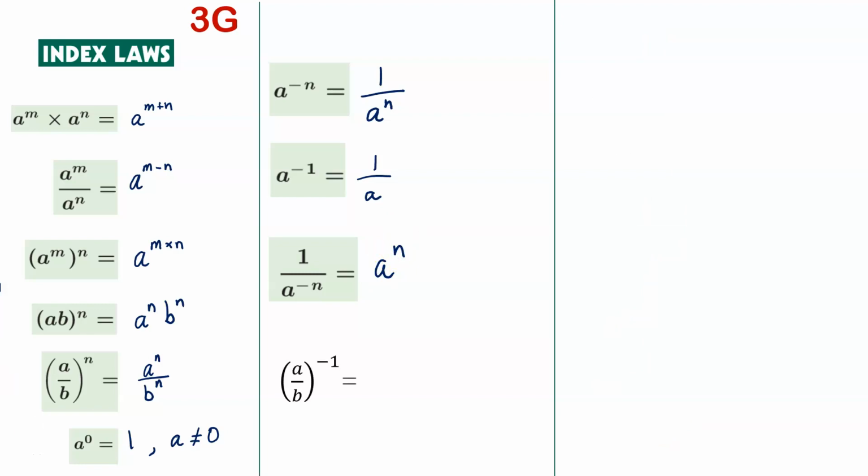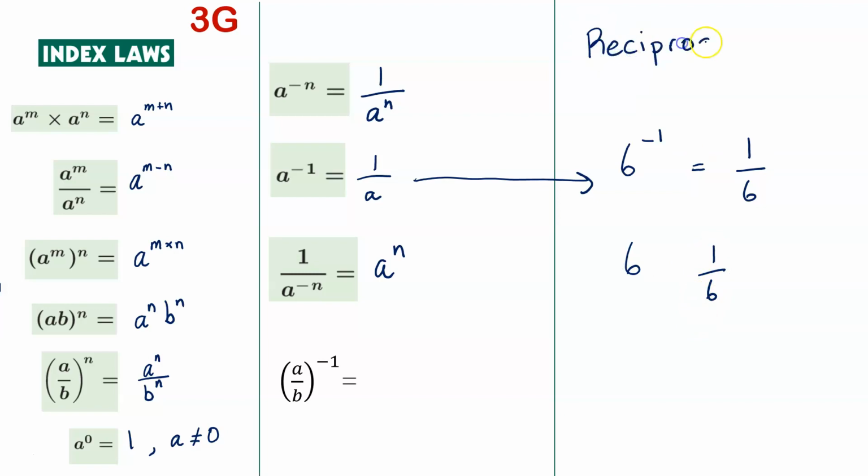And now with the next one here we have a over b to the minus 1. But before we do this one, I would like to bring your attention again to this one here. Let's say I gave you the number, let's make it 6. 6 to the minus 1. That would be equal to 1 over 6. Now, do you know what we call the numbers 6 and 1 over 6? They have a special name, and they are the reciprocal of one another. Now, what's special about the reciprocal? What would you get if you did 6 times 1 over 6? That's equal to the number 1.